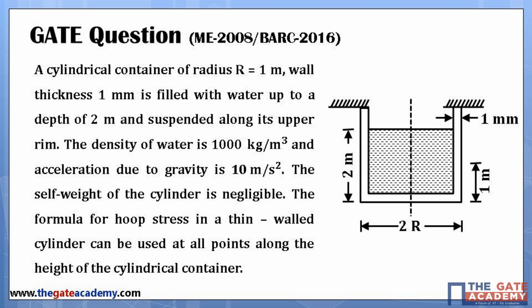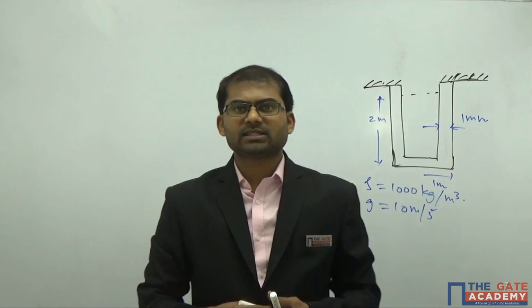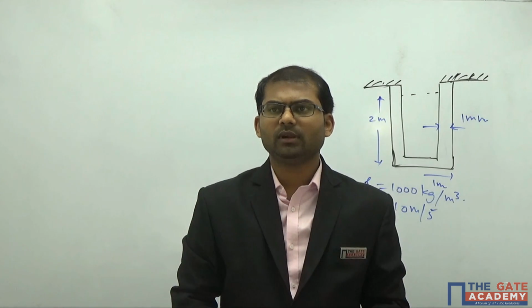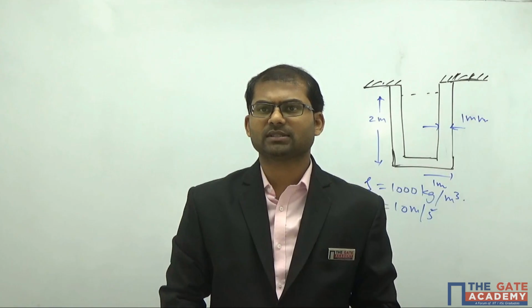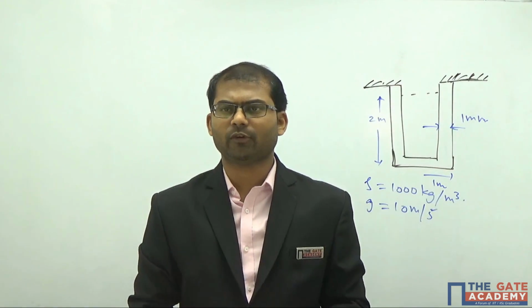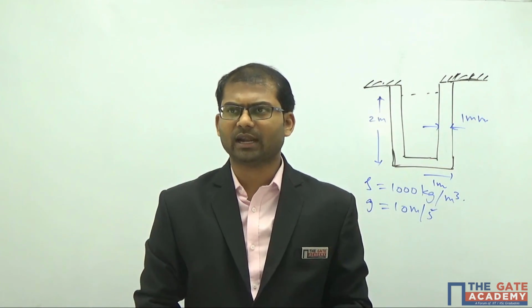So it's having some water up to a height of 2 meters, and the radius is also 1 meter and the thickness is 1 millimeter. The density of water is given as 1000 kg per meter cube and the acceleration due to gravity is given as 10 meter per second square. The self weight of the cylinder is negligible and the formula for hoop stress in a thin cylinder can be used at all points along the height of the cylindrical container.